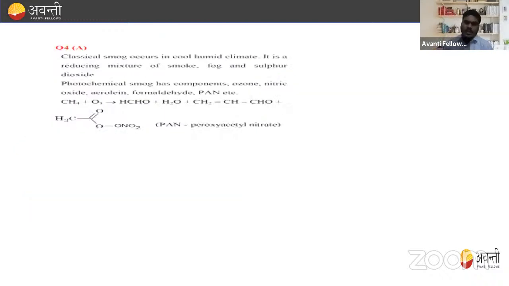Okay beta, so this is the correct answer now. Classical smoke occurs in a cold, humid climate, and it is a reducing mixture of smoke, fog, and sulfur dioxide, whereas photochemical smoke has components like ozone, nitric oxide, acrolein, formaldehyde, and PAN. Okay, so what is the full form of PAN, beta? That is peroxyacetyl nitrate. Try to remember this: peroxyacetyl nitrate. So this is the full form of PAN. Try to learn this as well. Okay, shall we proceed to the next question?